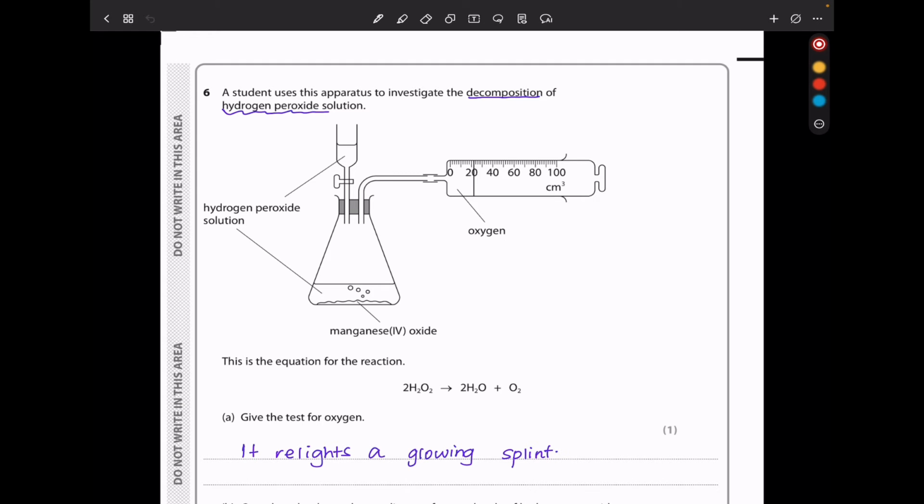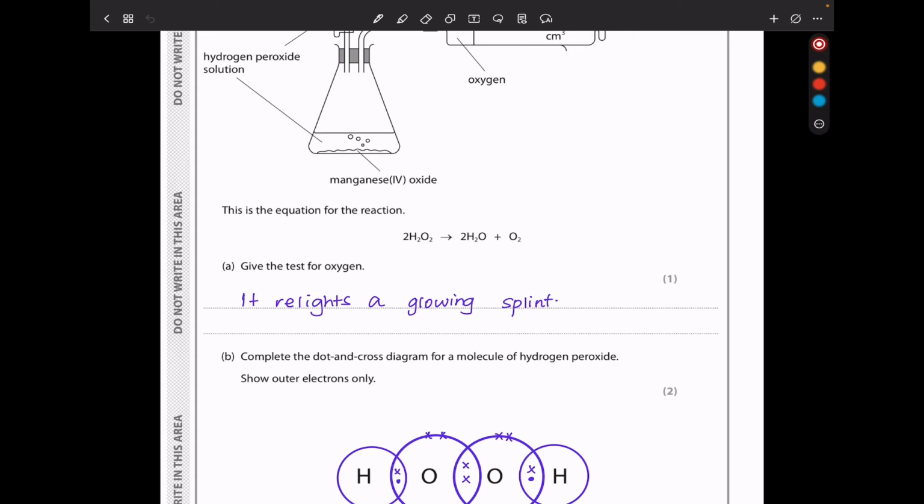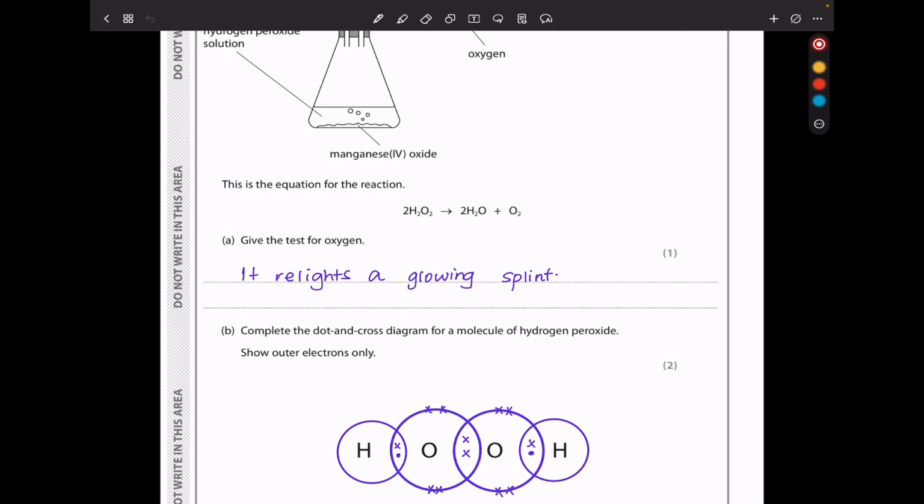In question 6, a student uses this apparatus to investigate the decomposition of hydrogen peroxide solution. So here we can see the setup. There is manganese oxide, which is the catalyst, hydrogen peroxide, and then oxygen, which is the product. They say this is the equation for the reaction. Hydrogen peroxide is decomposing to give us water and oxygen. They say give the test for oxygen.